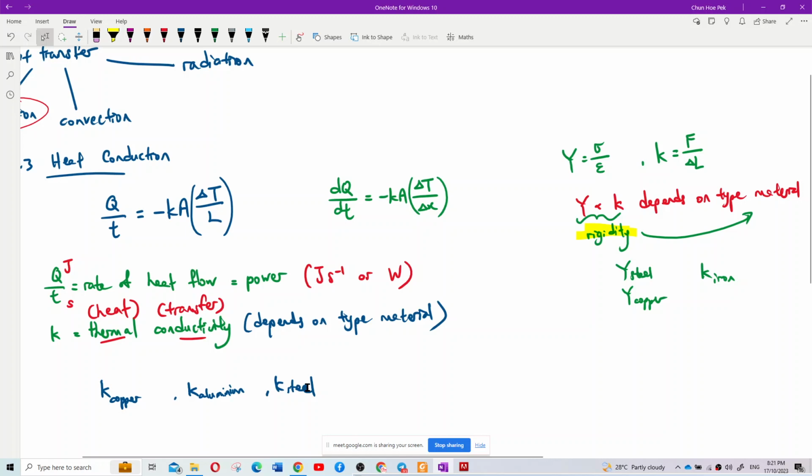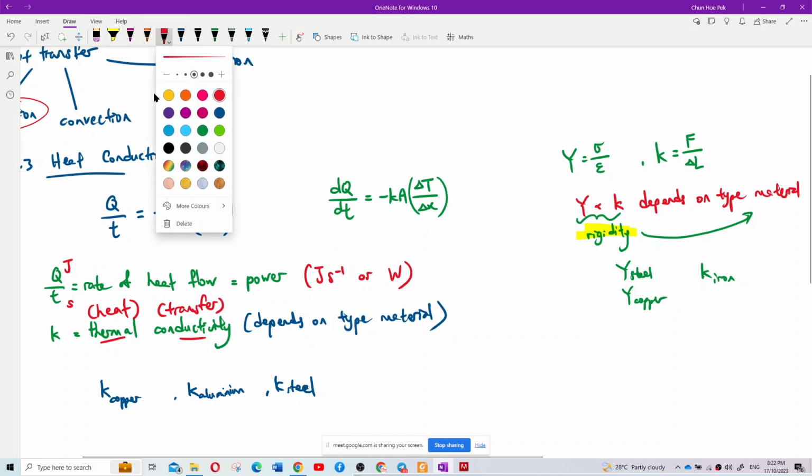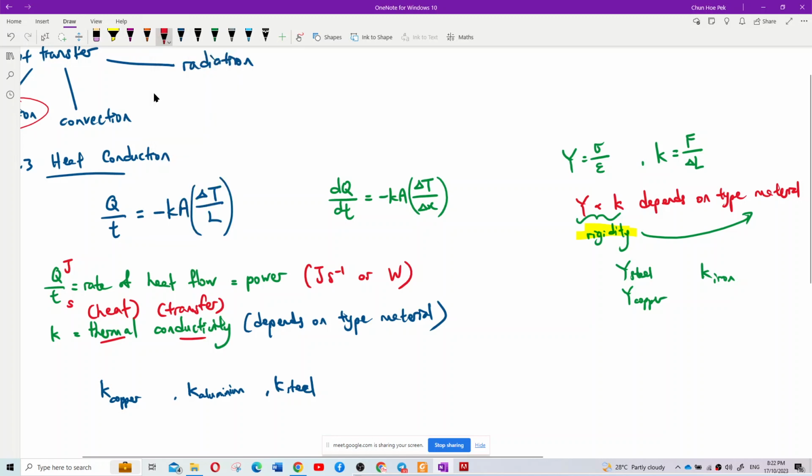Maybe copper conducts heat better than steel. I'm not sure which one conducts heat more easily. You have to Google it, Wikipedia, to find out which type of metal conducts heat more easily. So it is a measure of how well different materials conduct heat.